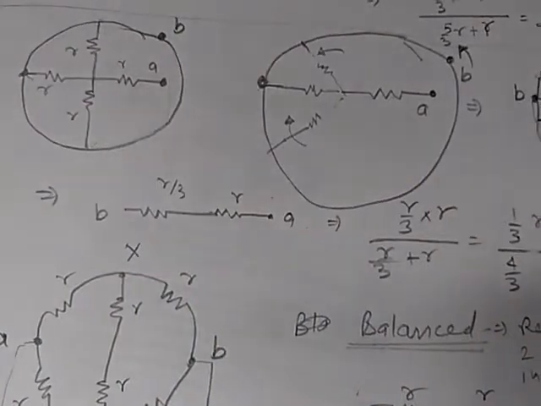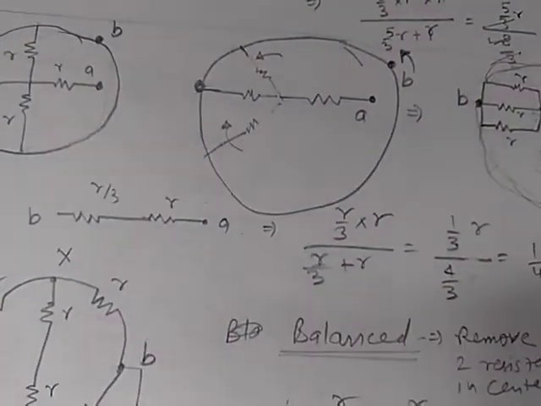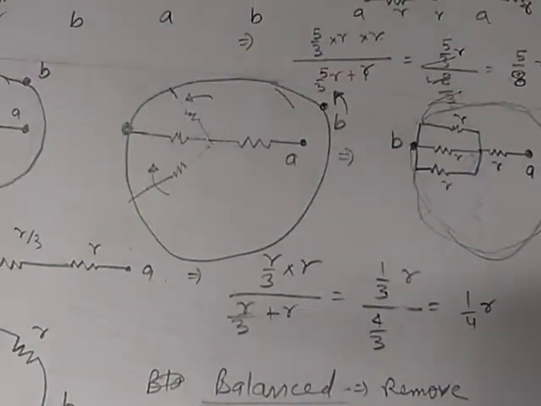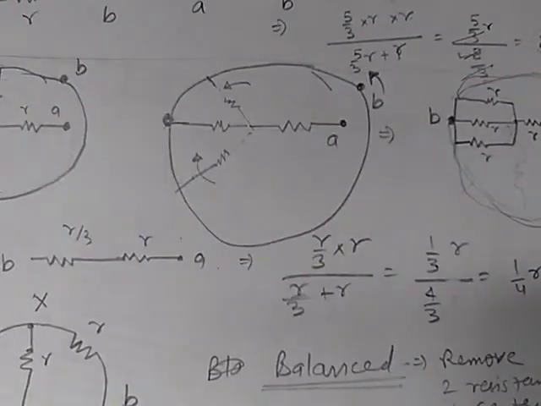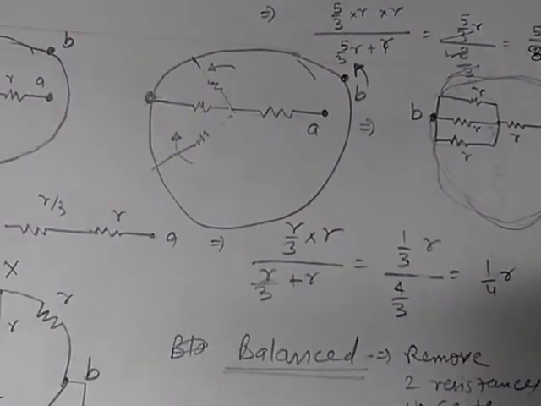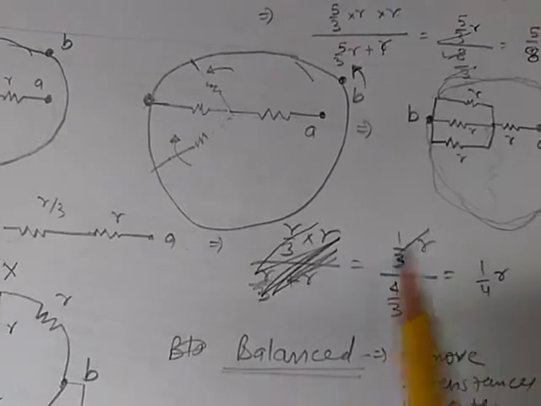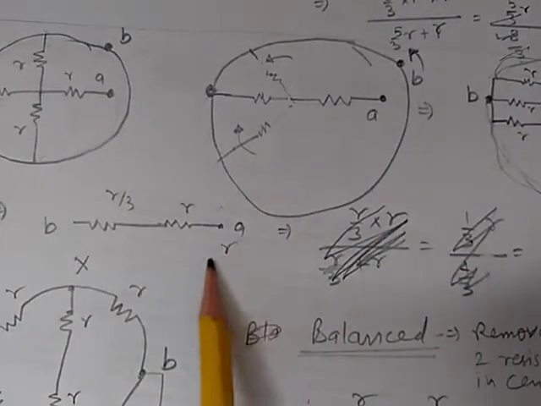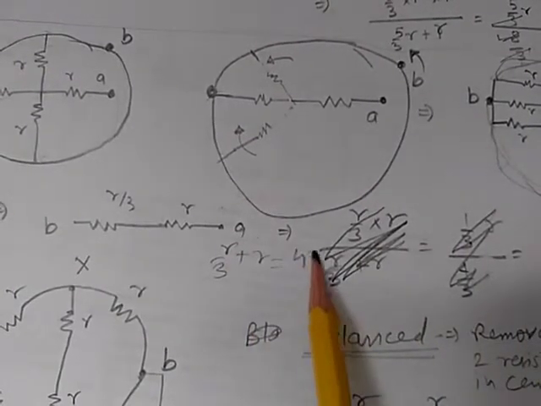So the total resistance will be R plus R by 3. Now there's something wrong here. This calculation is a mistake. These two resistors are in series, so it's R by 3 plus R, and that will be 4R by 3.